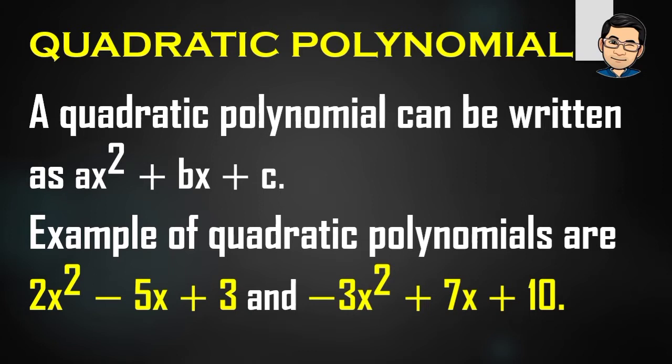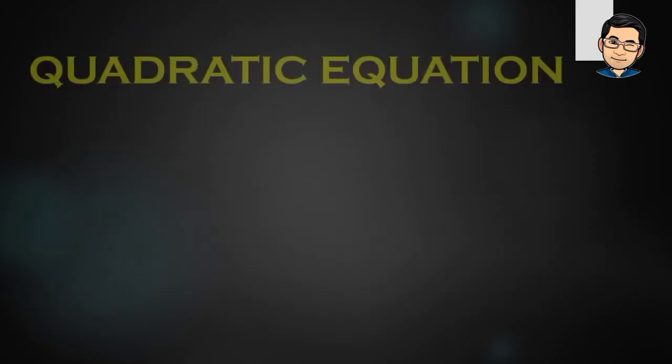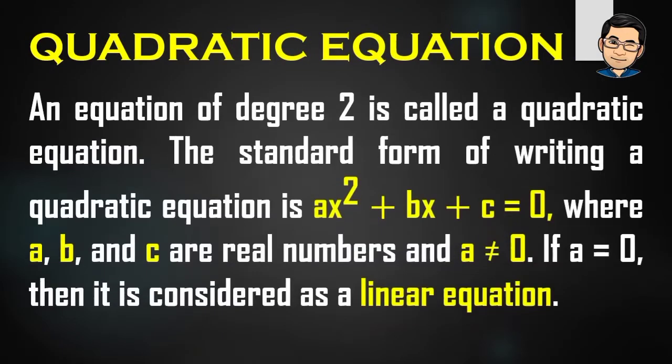So, kapag ang highest degree ng polynomial na yon ay 1 lang, hindi siya quadratic polynomial. Linear lang siya. So, let's have quadratic equation. An equation of degree 2 is called a quadratic equation. So, kapag ang pinag-uusapan natin is quadratic equation na, ang highest degree niya dapat is 2. So, kapag ang degree niya hindi siya 2, it can never be classified as quadratic equation.